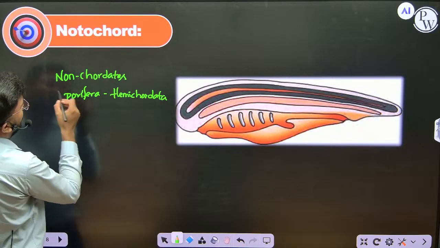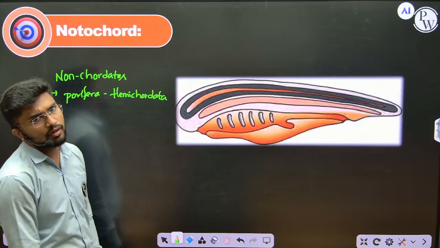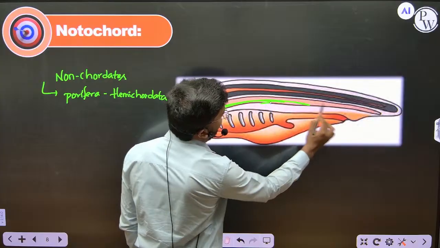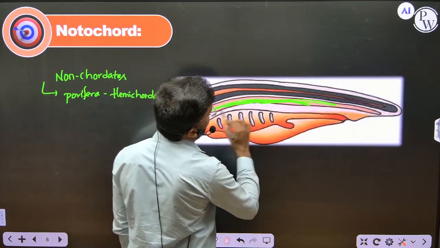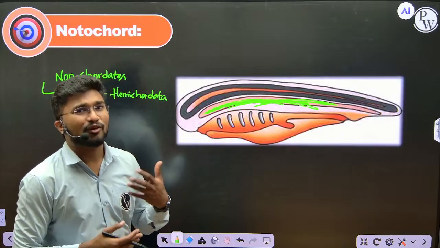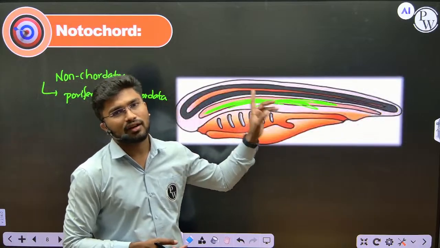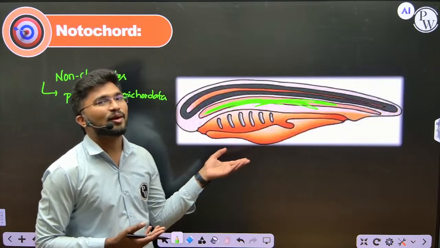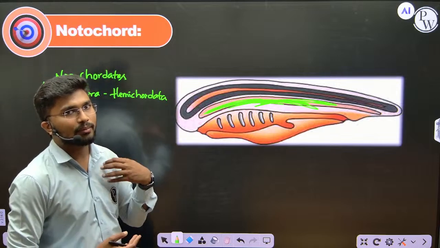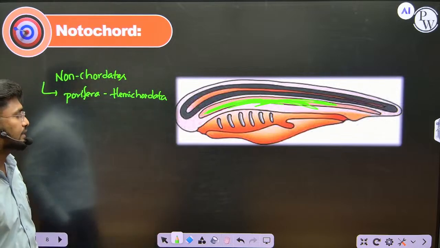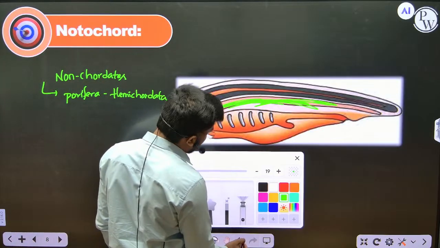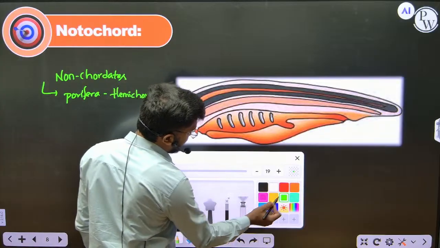The question is, why are we calling them non-chordates? Because they don't have a notochord. What is a notochord? This is the notochord. This is an NCERT picture I have taken. If animals during their embryonic stage, when they are developing, have this notochord, those are called chordates. If the notochord is absent, these are called non-chordates. So these animals I am mentioning here don't have a notochord, so I am calling them non-chordates.